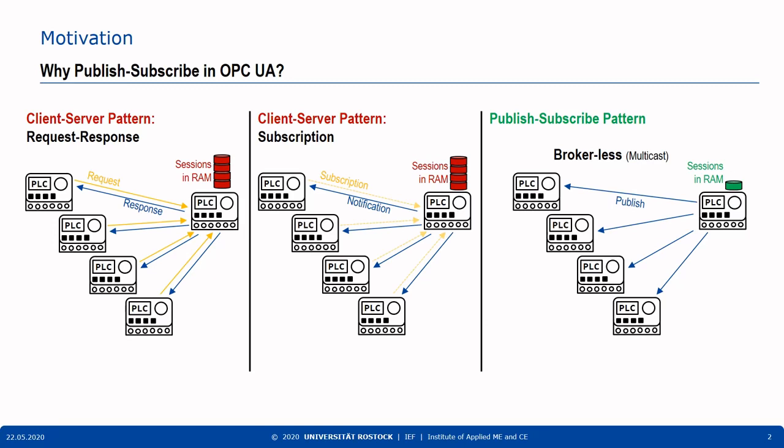So let's start with the motivation. Why do we need the publish-subscribe communication pattern at all in OPC UA? Well, OPC UA itself is a client-server based protocol, so it uses the request-response communication pattern for the information exchange. However, additionally, it also supports a so-called subscription feature, which is again based on the client-server pattern and enables something like the notification feature we know from smartphone notifications, for example.